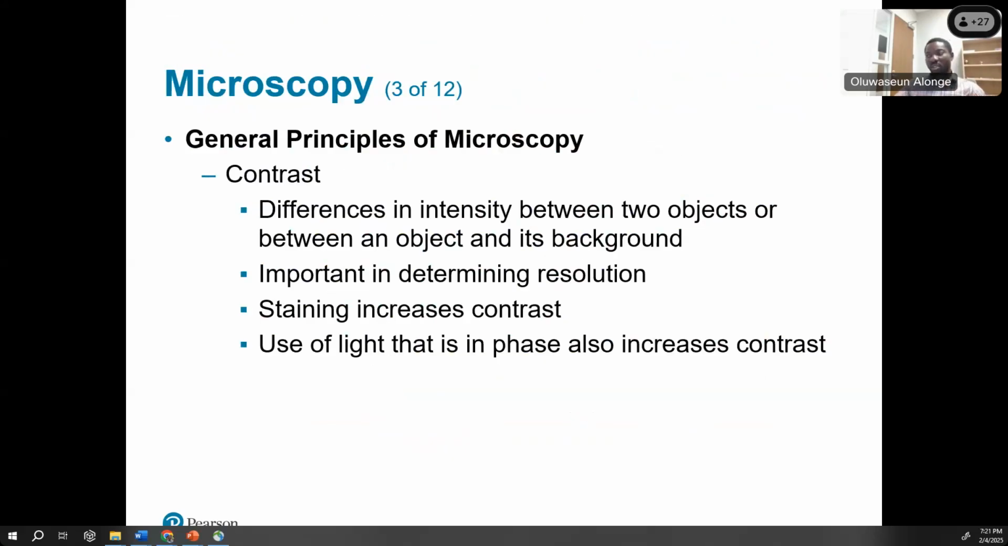Now, contrast, okay, is the difference in intensity between two objects or between an object and its background. That's what I was showing you. So the reason we use stain is to give contrast. That's the major thing. One of the things we use stain for is that when you look at those slides on the microscope, you can say this is this cell, this is this cell, this is this cell. The reason you could do that is because of the contrast. And what brought the contrast? It is the staining that does that particularly. Let's go.